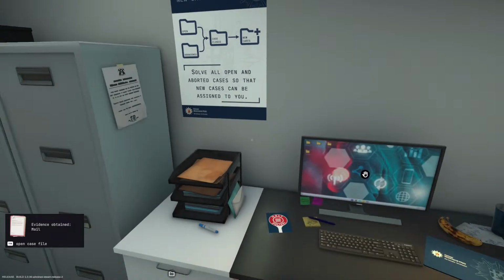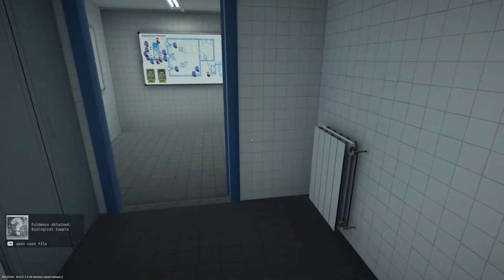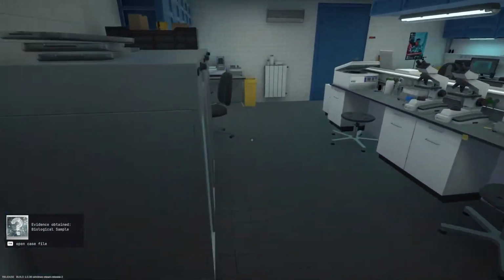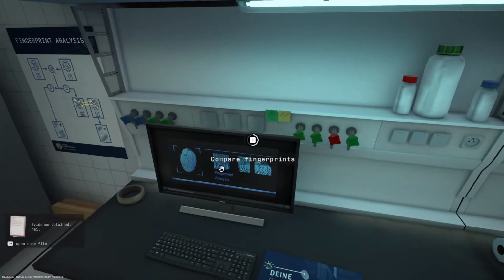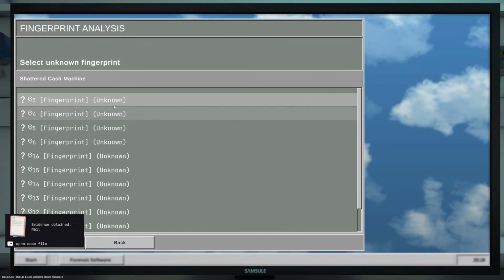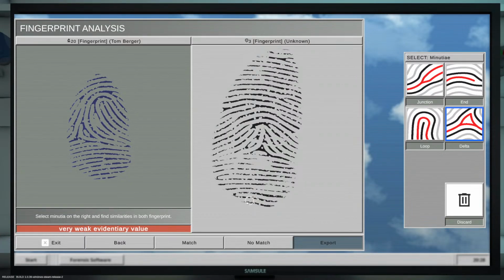Okay, so we got Olaf's DNA. We got Tom's fingerprints. Yeah. So was there a third guy? Must have been a third guy. Yeah, because that's not a match.